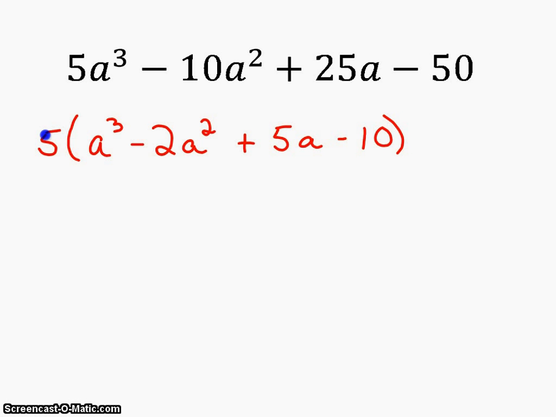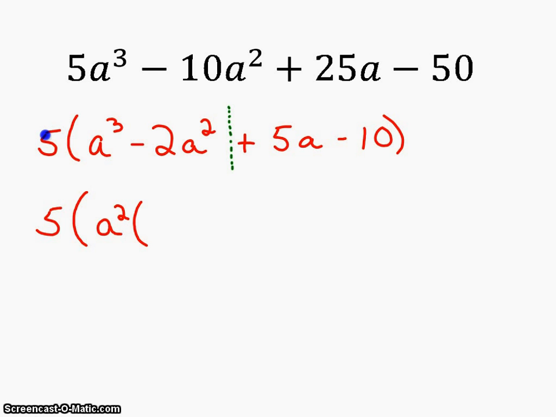Now, if we split this polynomial in half, creating 2 different groups, one group being the a cubed minus 2a squared, and the other group being the 5a minus 10, we factor out the greatest common factor from each group, but of course we have to carry down the 5. Now, the greatest common factor for a cubed minus 2a squared is a squared. Now, we are taking out a squared only from a cubed minus 2a squared.